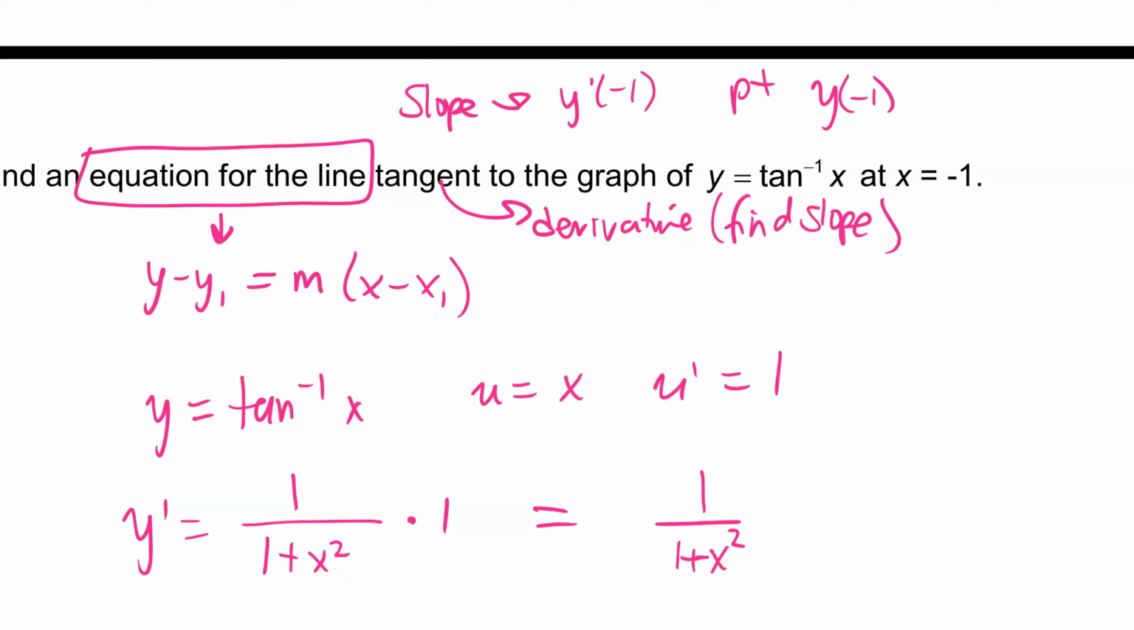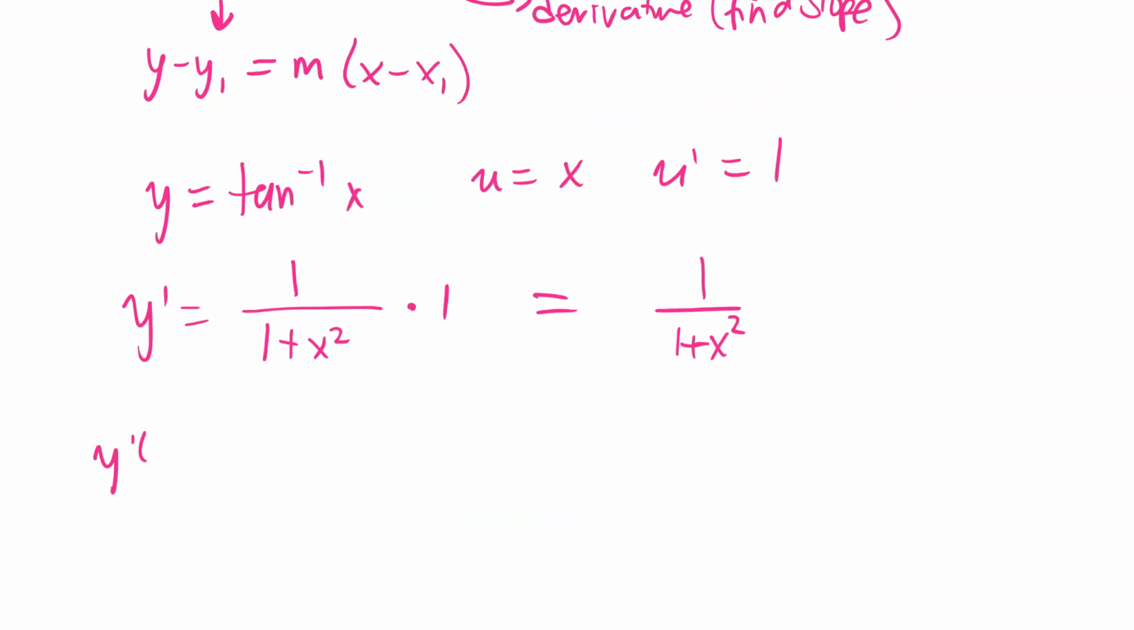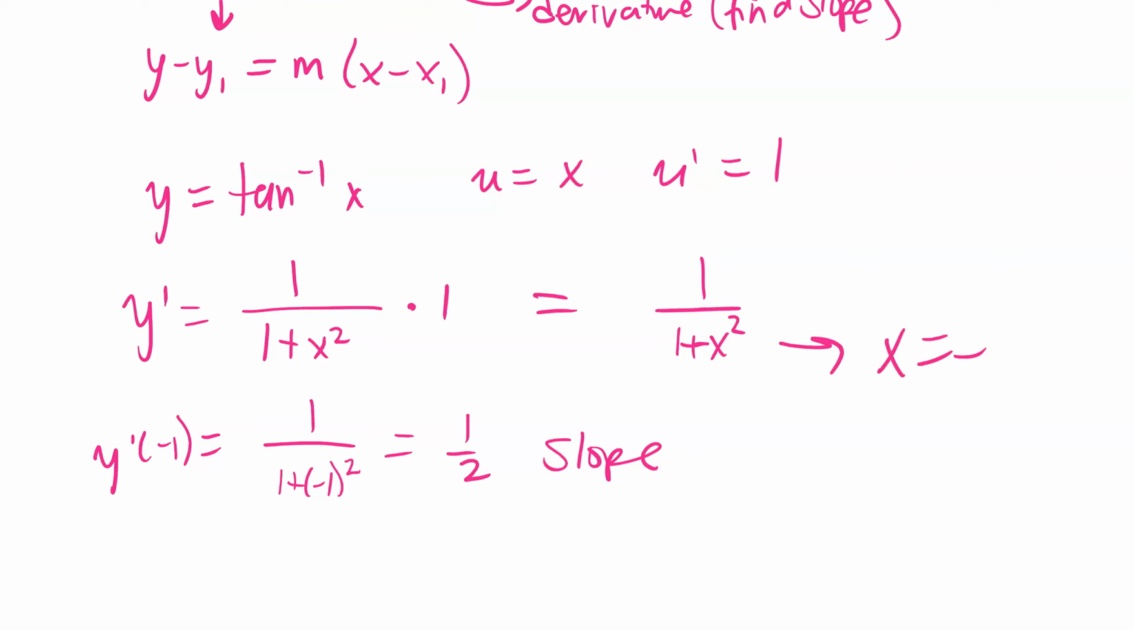Now I have to find the slope at the point. I found the equation for the slope, now I have to find the real number. So I plug in. If I plugged in 1, I would have 1 over 1 plus 1 squared, aka 1 over 2. But the point is x equals negative 1. You don't want x in your slope. 1 over 1 plus x squared. So now, if x is equal to negative 1, let's find what the slope would be. I plug in negative 1 for x. The slope is a half. Cool.